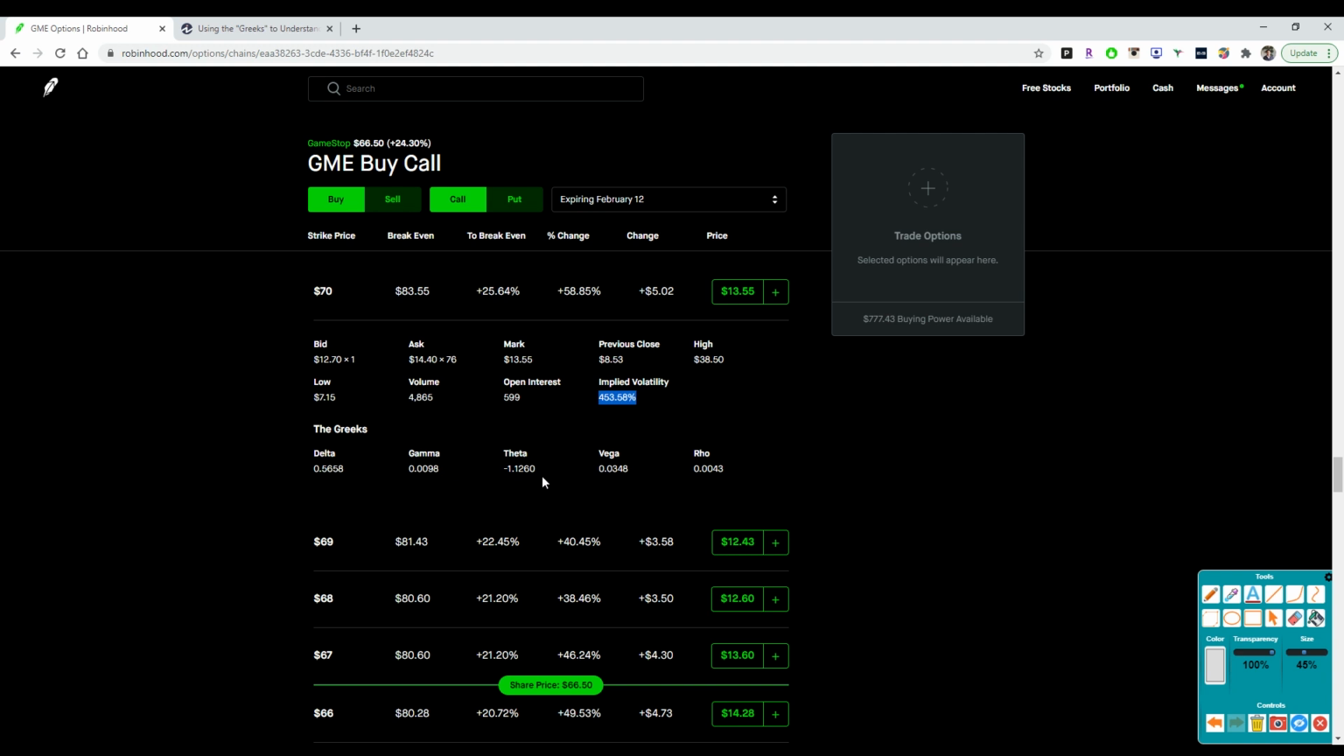The theta is negative 1.12. Theta is always going to be negative because it has a strong relationship with time. As time goes on, theta starts to increase as well. So you can see that the three most important factors when trading options are delta, theta, and implied volatility.